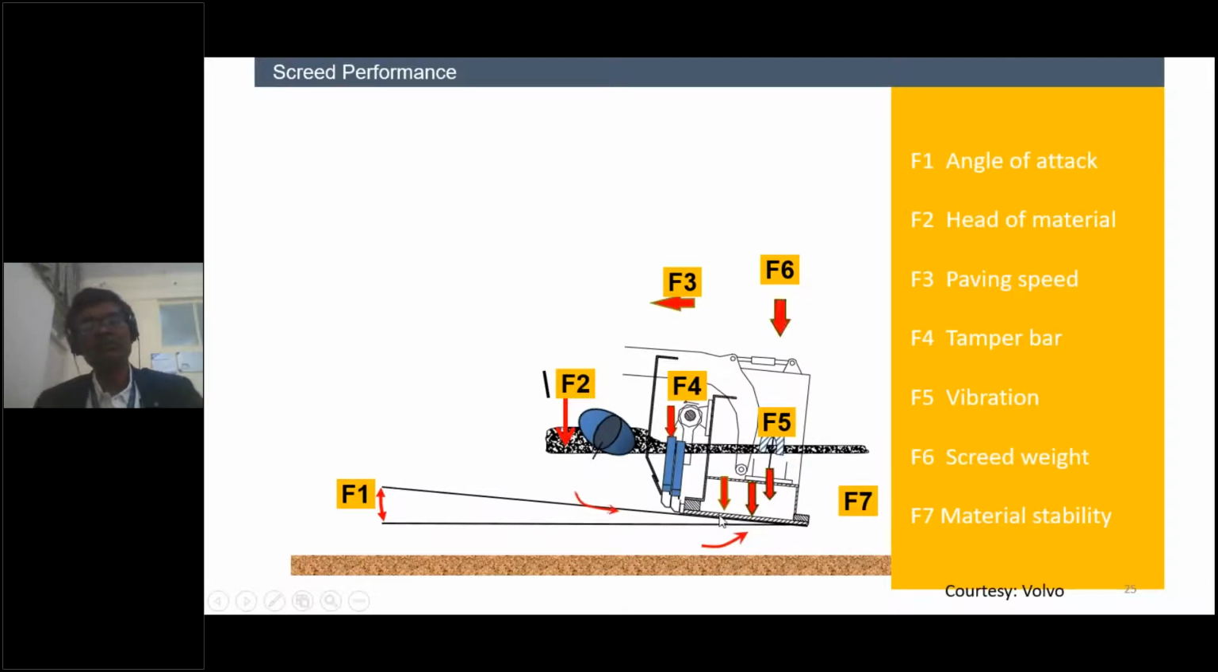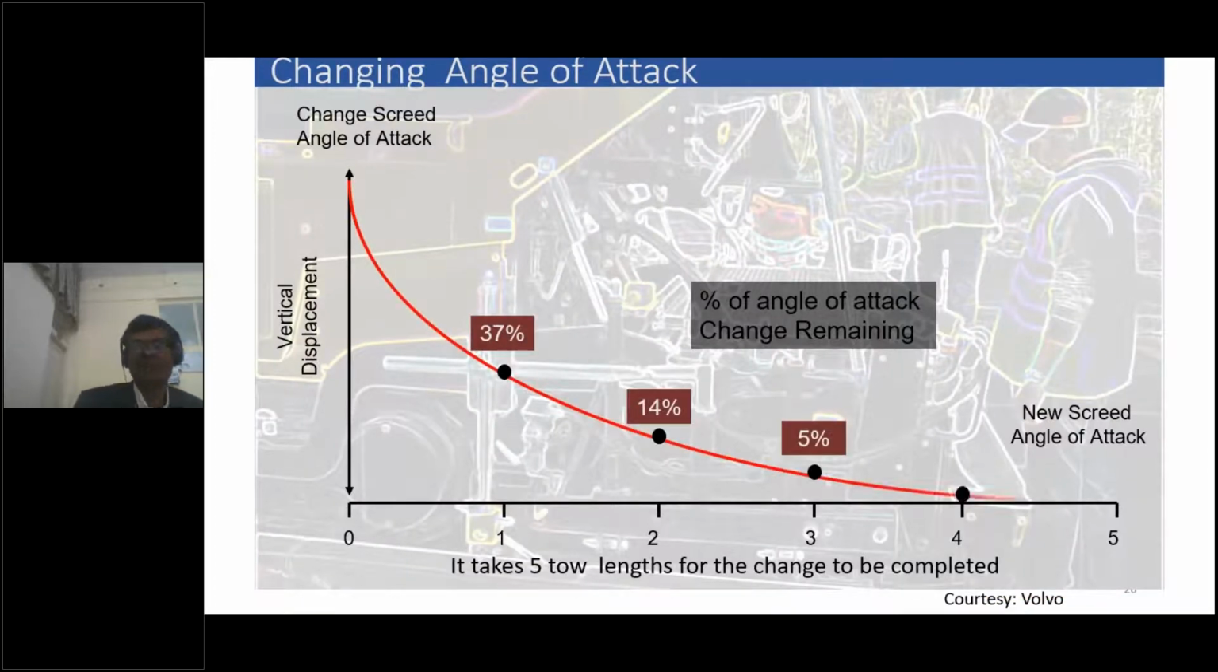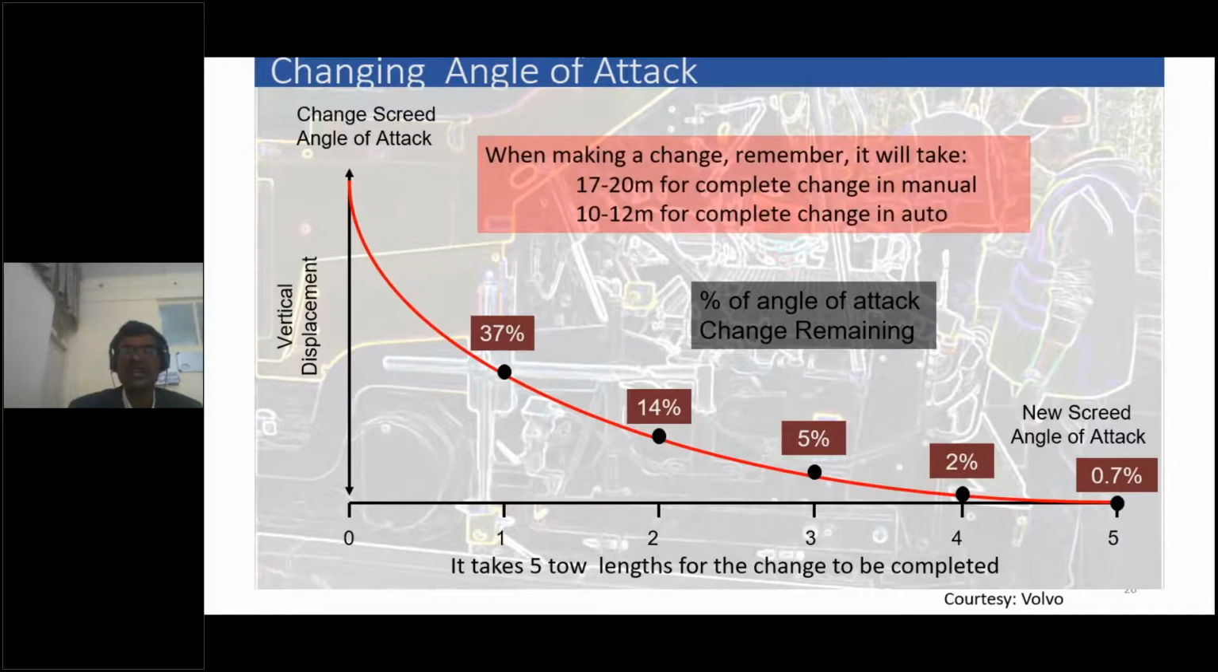There should be minimum people. Too many cooks spoil the food, especially during paving of the asphalt layer. There should be a minimum of skilled people on the site, and the paver should not be touched quite often unless it is very, very necessary. If we change the angle of attack, as we call it, if you increase or decrease the thickness of the layer, it will not happen immediately.